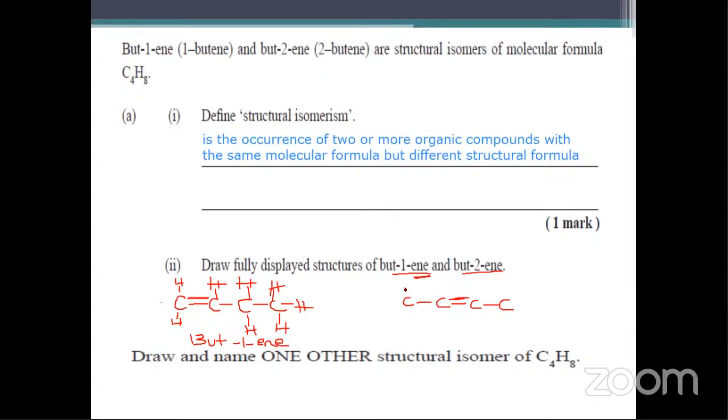Again, this has 1, so you add 3 more. This has 3 already, so you add 1 more. This also has 3, so you add 1 more. And this has 1, so you add 3 more. And you add your H's.